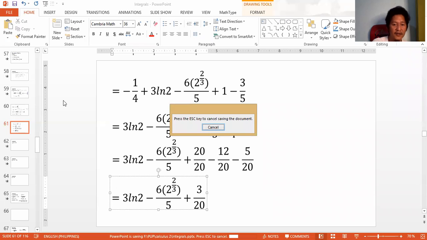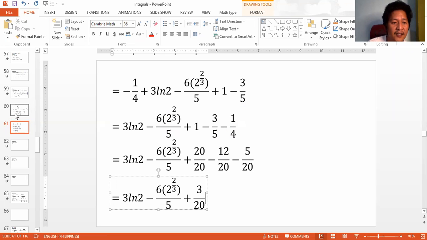Malinaw ba? Medyo mahaba lang yung pag-simplify natin, pero again, you can just simply input this in your calculator and then you have it already. I'm just showing it to you para at least ma-recall natin yung pag-add or subtract ng fraction, which you normally forget already.